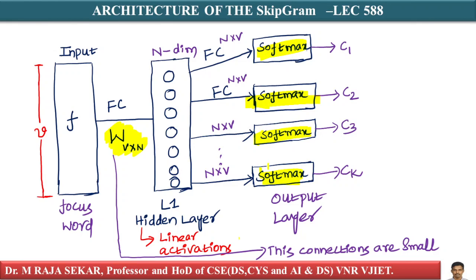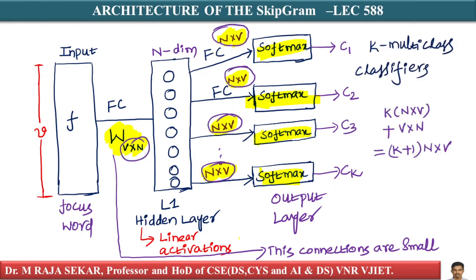I have K softmaxes. Think of trying to create K multi-class classifiers. This is one multi-class classifier, another multi-class classifier, another. Totally, how many multi-class classifiers? We are trying to create K multi-class classifiers.